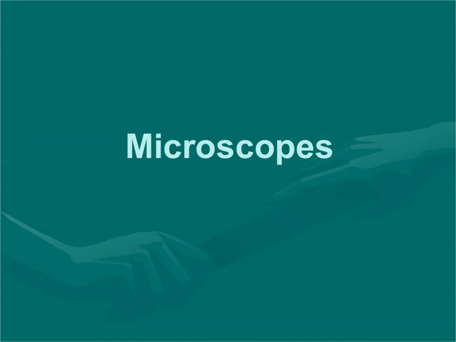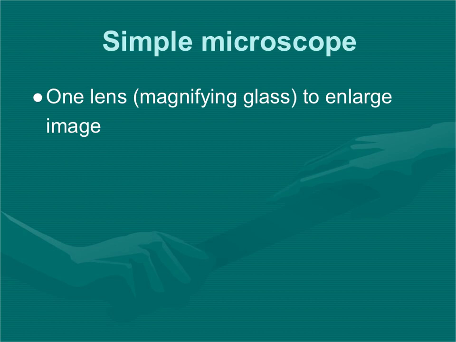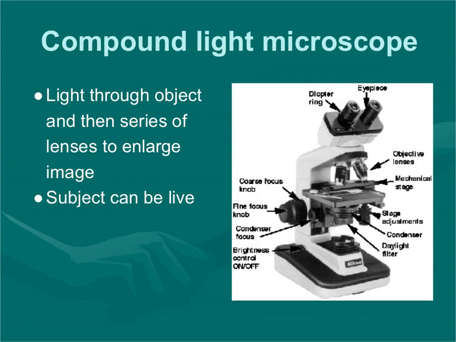In this lecture, we're going to talk about microscopes. A simple microscope is just one lens that you use to enlarge an image. Sometimes that's also called a magnifying glass, because there's only one lens that you look through to make things look larger. A compound light microscope is the kind that we would typically use in class. This is when you have a series of lenses, typically at least two, and light travels through the object and then through the lenses to enlarge the image.